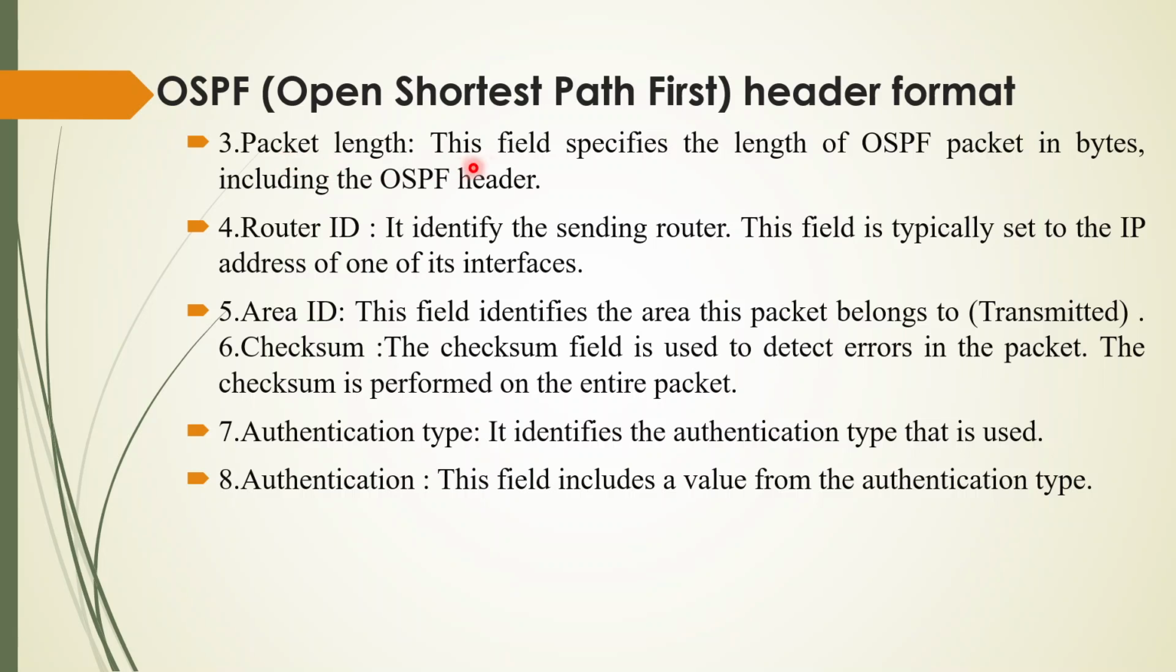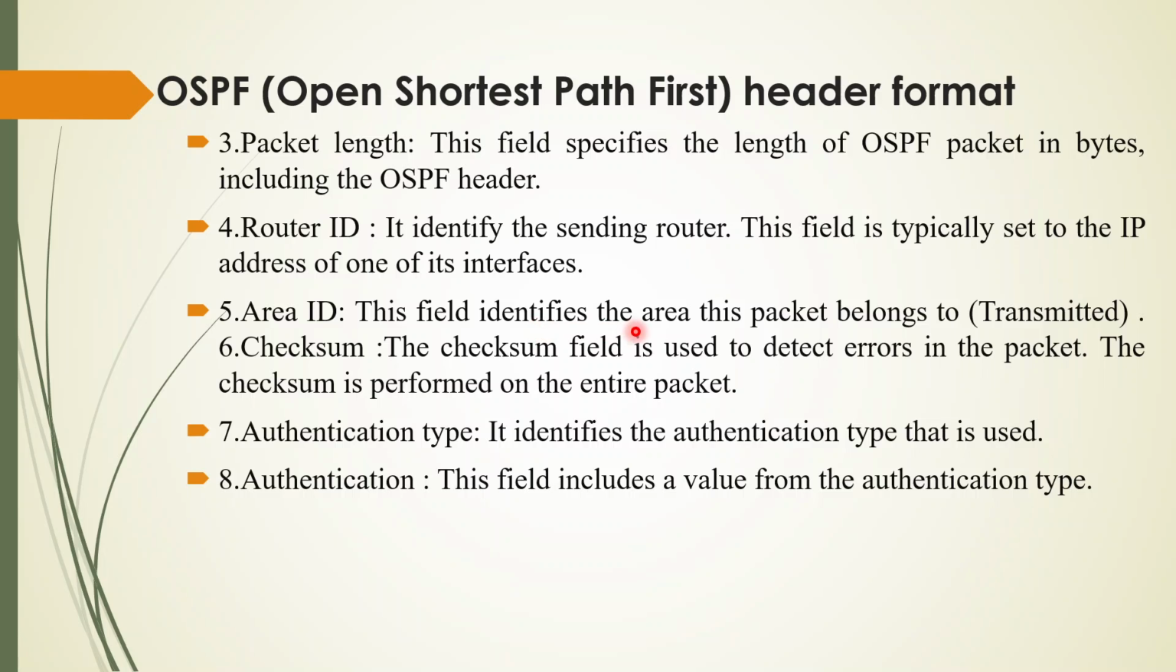Next is packet length. This field specifies the length of the OSPF packet in bytes, including the OSPF header. So OSPF has a packet in bytes, and it has a header also. Router ID identifies the sending router. This field is typically set to the IP address of one of its interfaces. So the IP address is set over here, and it is the router ID.